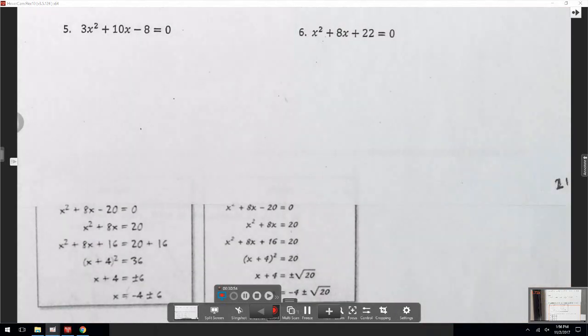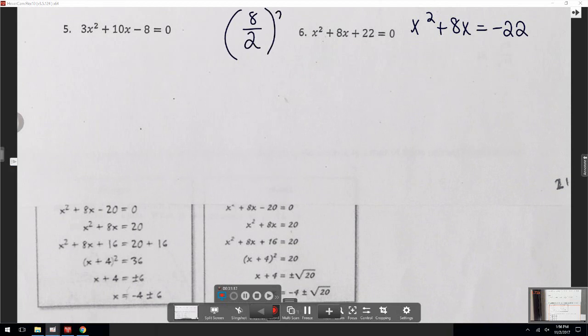All right, number 6. What do we do first? Subtract 22. And we get x squared plus 8x equals negative 22. We have to kind of hustle, so stay with me. You ready? Second term: because we have to get the x terms by itself, we subtract 22. So we would get positive 4 squared, which is positive 16.